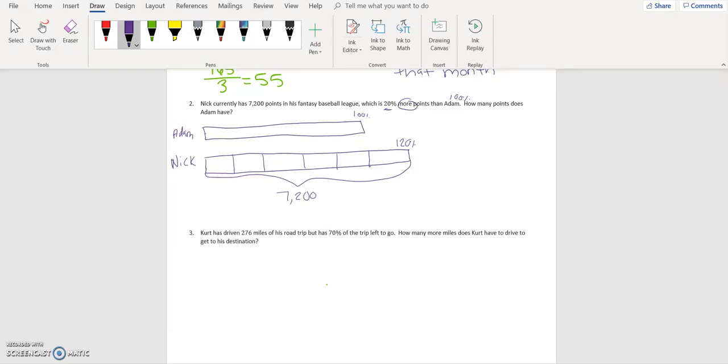Okay, so we are dividing 72,000 into 6 equal parts because there are 6 equal parts that we have labeled. So we have 72,000. We're dividing it by 6, and that gives us 1,200. So each of these parts is 1,200.